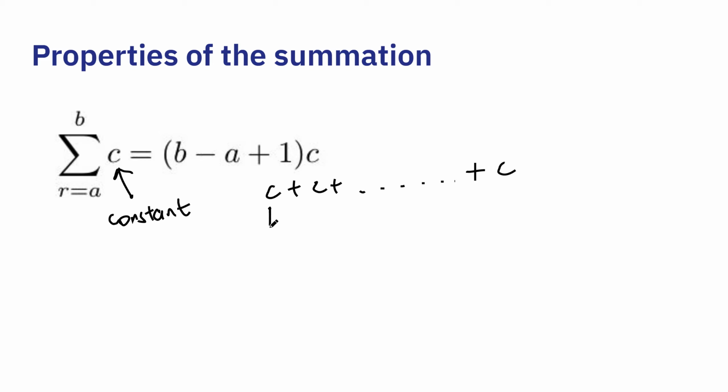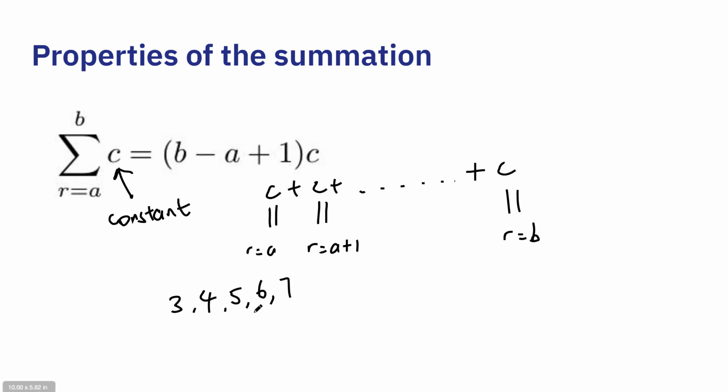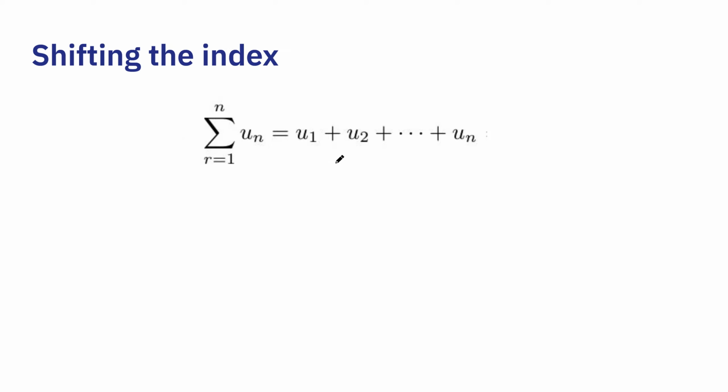So the first term would be for r equals a, this one is r equals a plus 1, all the way to r equals b. So there's actually b minus a plus 1 terms. For example, why the plus 1? Say I give you a sequence of numbers 3, 4, 5, 6, 7. 7 minus 3 is 4, right? But there are actually 5 terms here, so we have to add 1. So we just take b minus a plus 1, this is the number of copies of C we have, and since C is a constant, we just multiply it by C. Right, moving on.